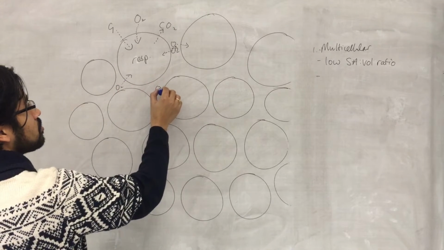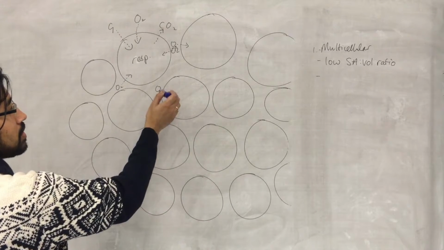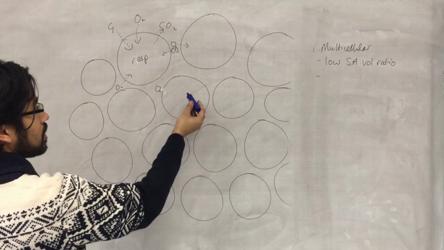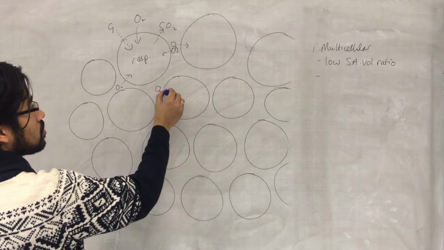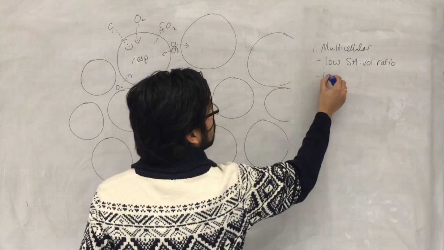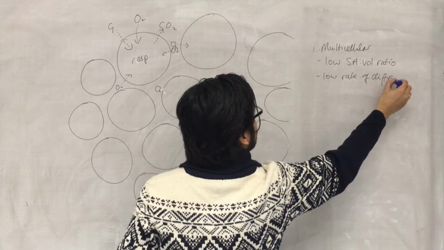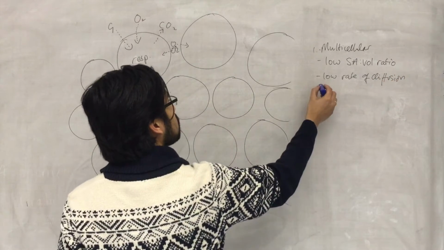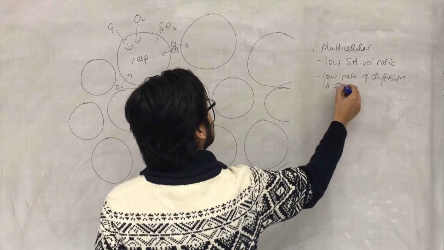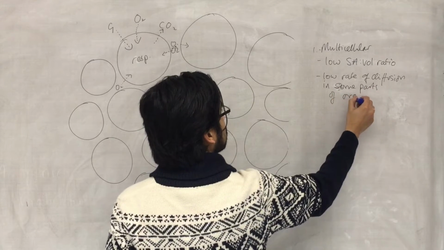Okay, so oxygen concentrations in the interior are going to be low. What happens is therefore that there's very little concentration gradient going into the cell. And so the rate of diffusion of oxygen here is low. Okay? So we have a low rate of diffusion in some parts of the organism.